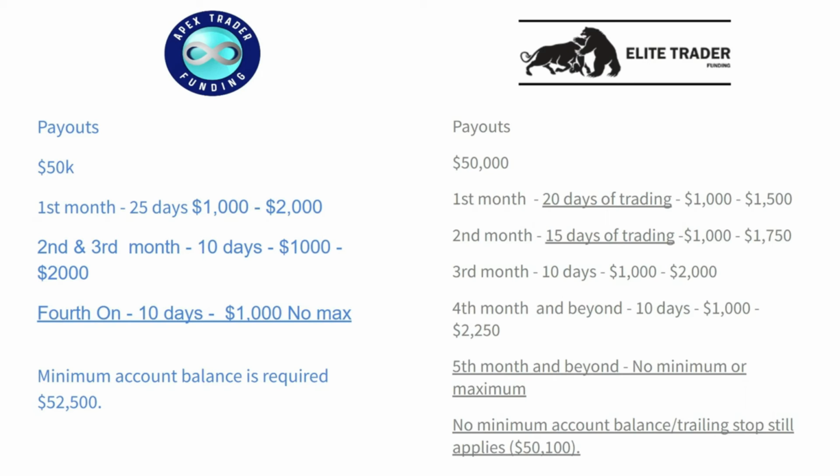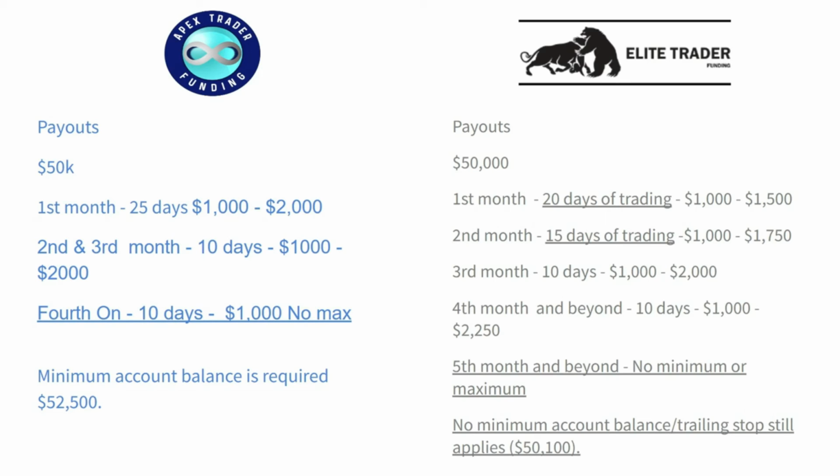You have to meet the account balance before you can pull out a withdrawal. That's an extra $2,500. So you have to have $52,500 in the account before you can even make a withdrawal. With Elite Trader, you only have to have $50,100, just 100 over the $50,000.